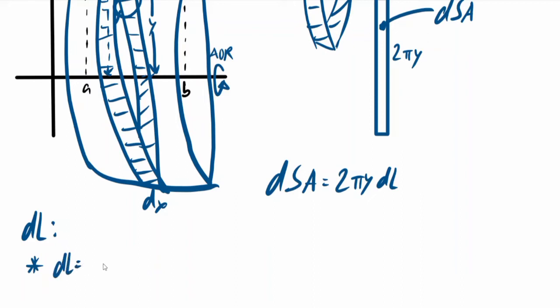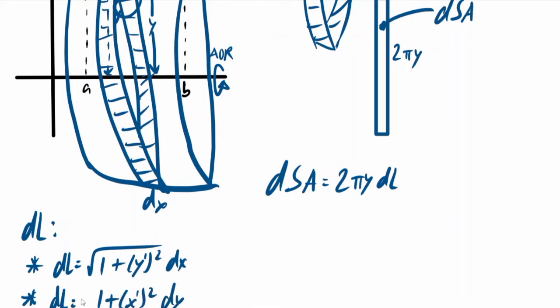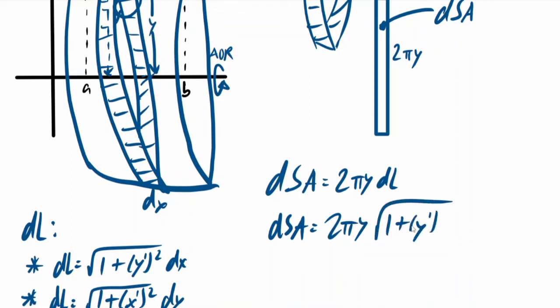dl is equal to the square root of 1 plus y prime squared dx, and for our dy, dl is equal to the square root of 1 plus x prime squared dy. There, that is our dl here. Now we substitute dl. That is going to be 2 pi y times the square root of 1 plus y prime squared dx.